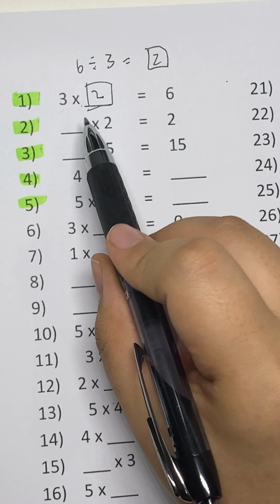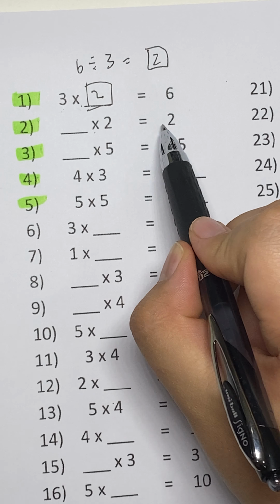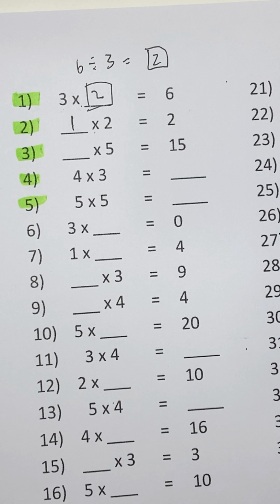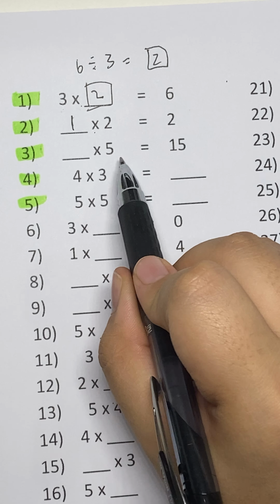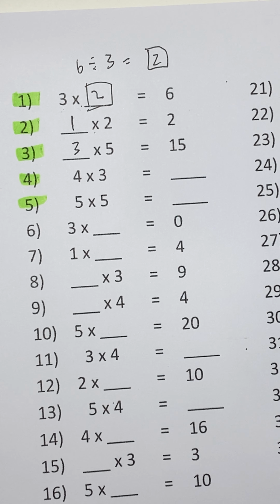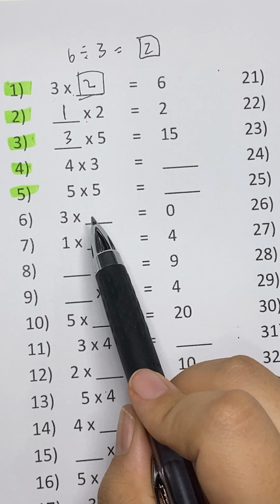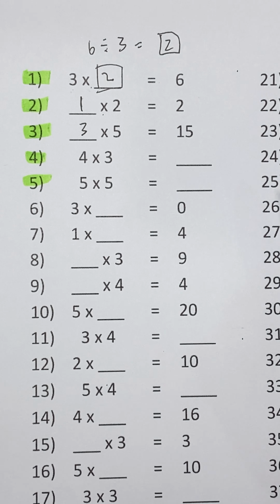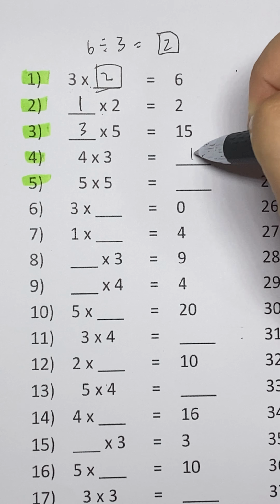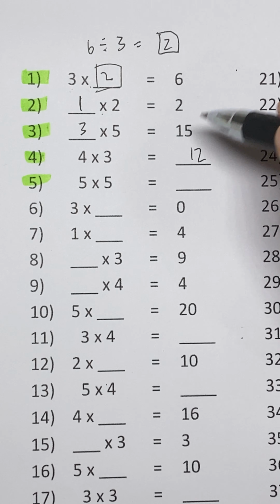Again, let's look over here. What times 2 equals 2? 1 times 2 equals 2. What times 5 equals 15? 3 times 5 equals 15. 4 and 5 are pretty easy. They're just multiplication problems. 4 times 3 equals 12. 5 times 5 equals 25.